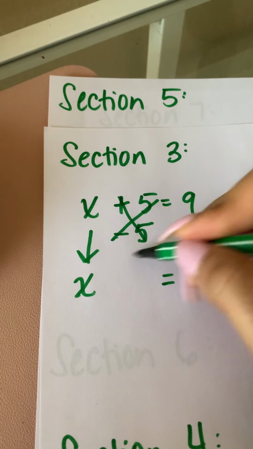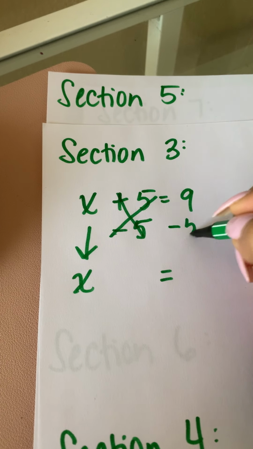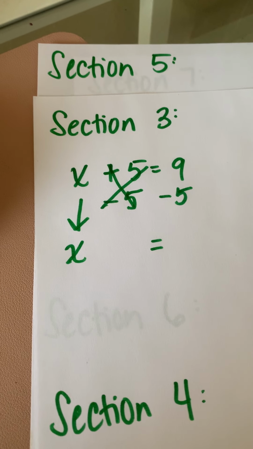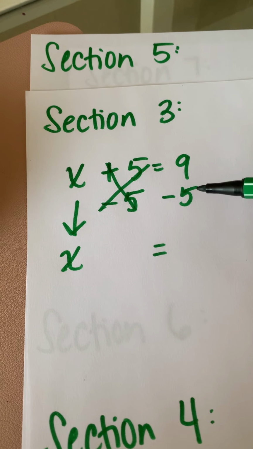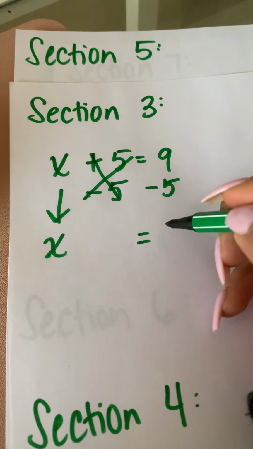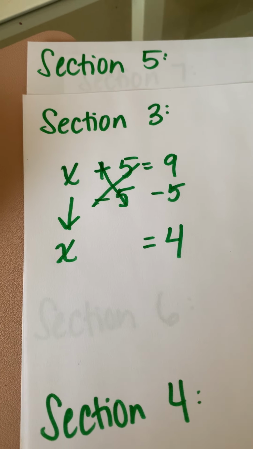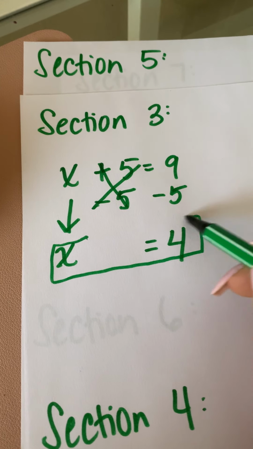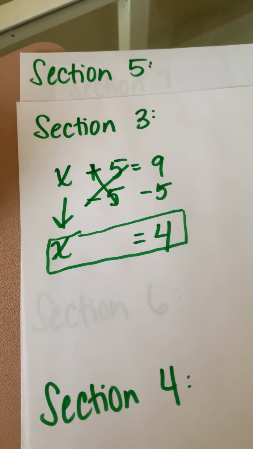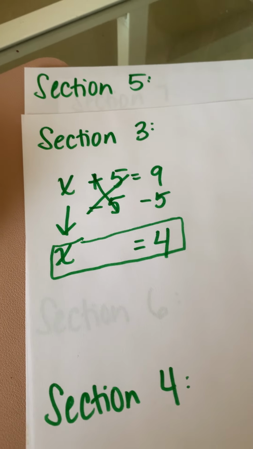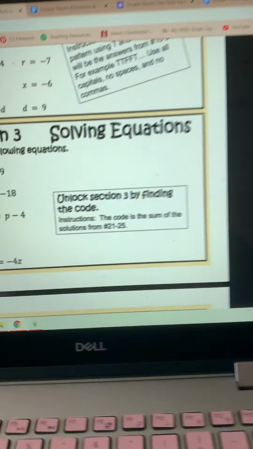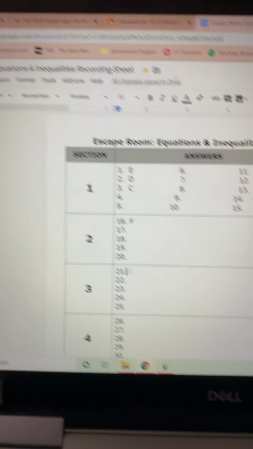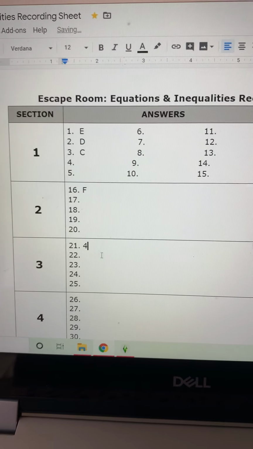But I can't just do it to this side. I have to also subtract 5 from the other side of the equal sign. I need to keep it balanced. So now I have 9 minus 5, which is 4. So here is my solution, but right now it doesn't want the solution. That is just the answer to 21. So on my answer document, I'm going to put 4.